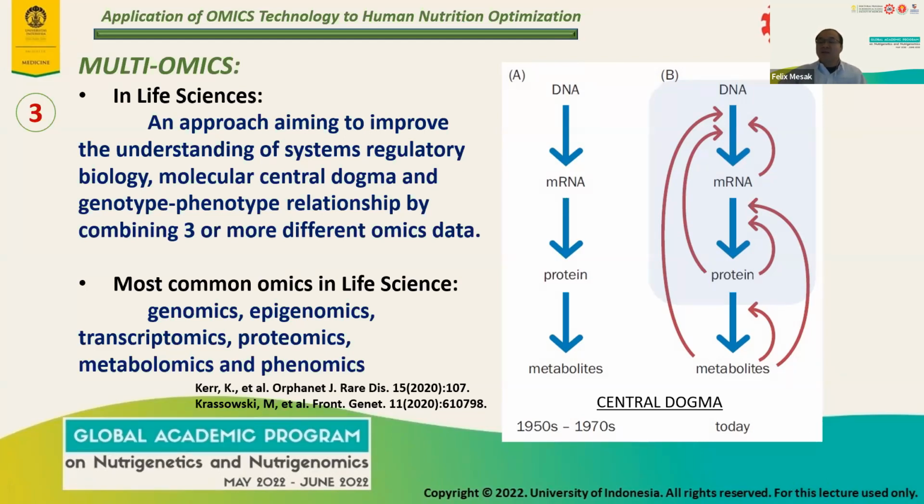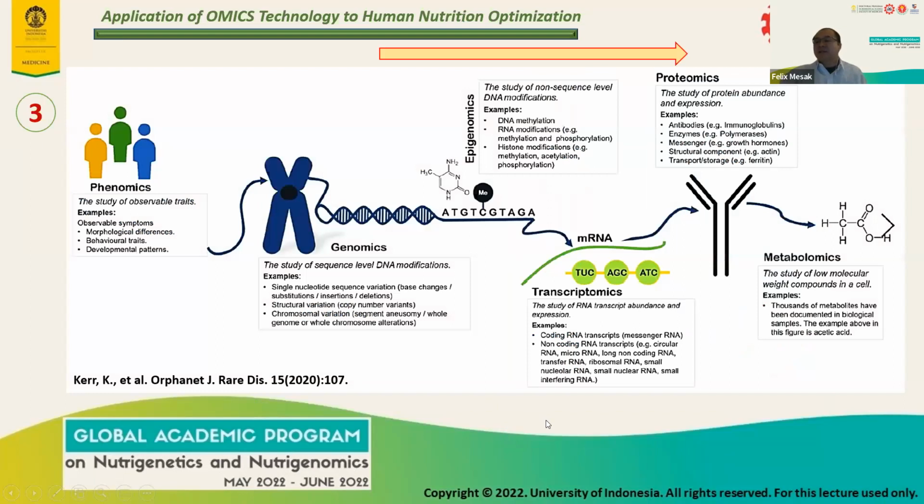So most common omics in life sciences, you will hear it from time to time. It's genomics, epigenomics, transcriptomics, proteomics, metabolomics, and phenomics. So phenomics is the study of observable traits here. So meaning there is a genetic underlying to be elucidated. For example, observable symptoms such as morphological differences, behavioral traits, developmental patterns.